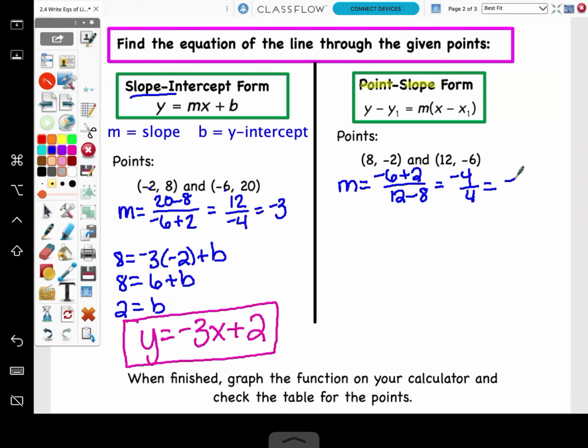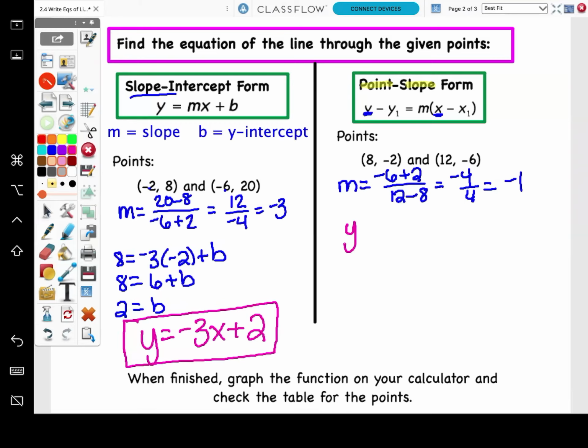So it should be negative 4 over 4, which is a slope of negative 1. Okay, now point-slope form works like this. You pick one of the points, doesn't matter which one, and you plug it in for x1 and y1, and you plug in the slope for m. This y and this x stay as x and y because we need those in the equation.